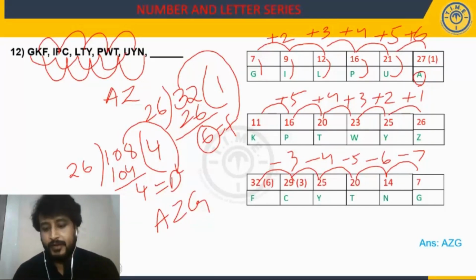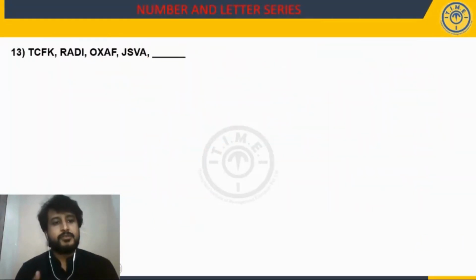Completed noting? Okay. Let's move to question number 13. Here each group consists of how many letters? 4 letters: T, C, F, K, R, A, D, I, O, X, A, F, J, S, V, A. Each group consists of 4 letters. For any number of letters, our procedure will remain the same. There is no change in the procedure. Identify the logic in the first letters, second letters, third letters and fourth letters, find the answer. That's it.